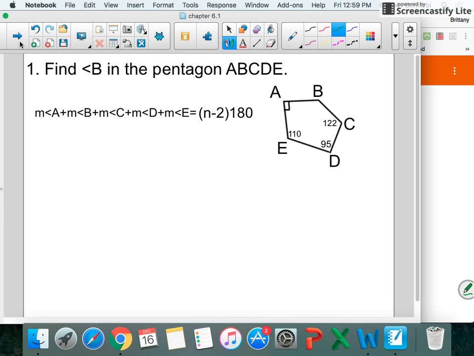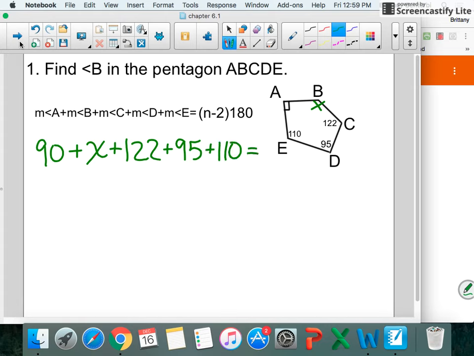Now in here, we're going to have to apply this a little bit. So first we have to figure out what angle B is. So that's going to be our x. That's what we're trying to figure out. We know all the other angles, and since this is a polygon, I can figure out how many degrees total it should be. So what I'm going to do is substitute in all my information. So A is 90 degrees because it's a right angle. B is going to be x. C is 122, and again, I'm just getting these from the picture. D is 95, and E is 110.